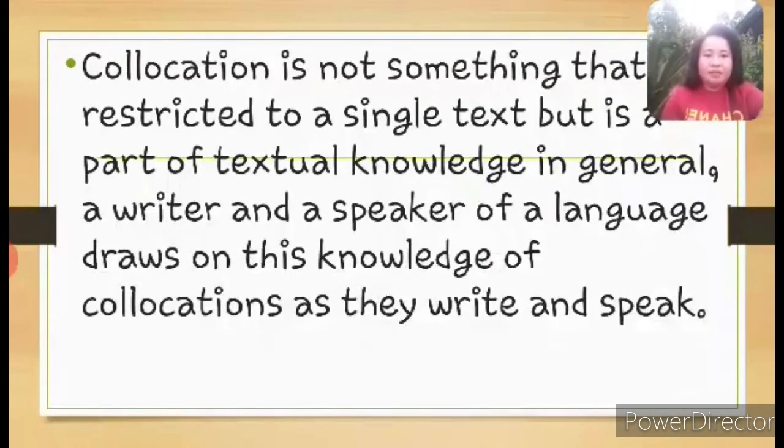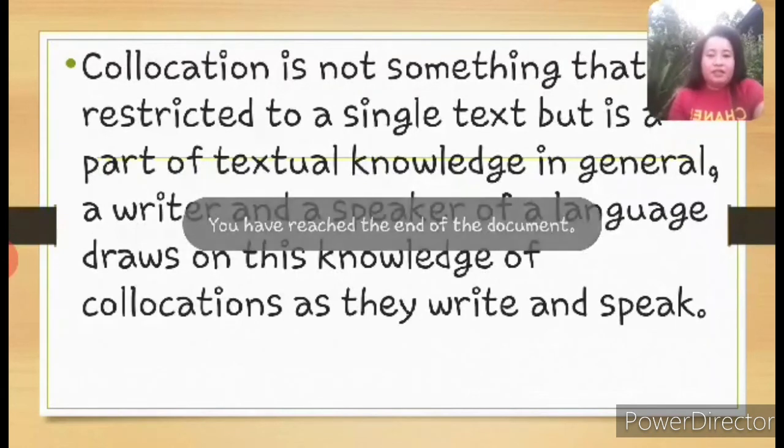Collocation is not something that is restricted to a single text but is a part of textual knowledge in general. A writer and a speaker of a language draw on this knowledge of collocation as they write and speak.